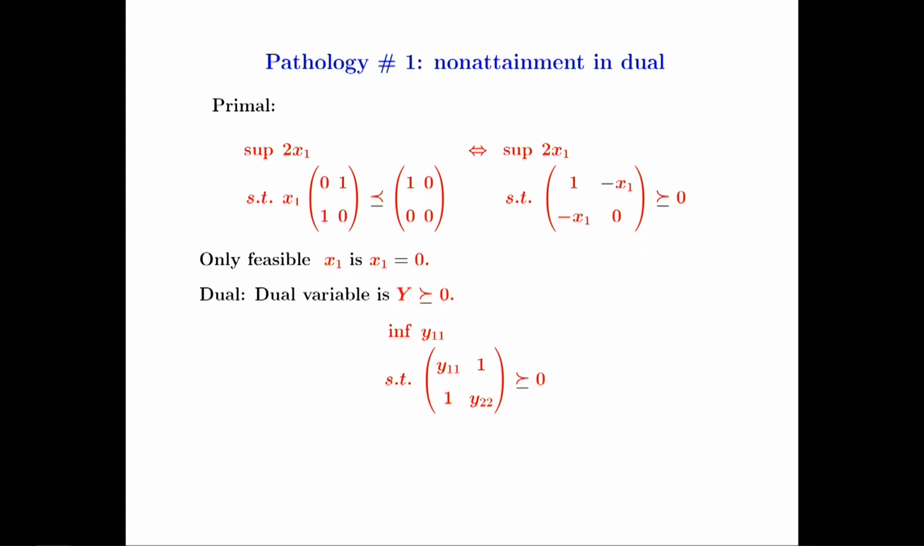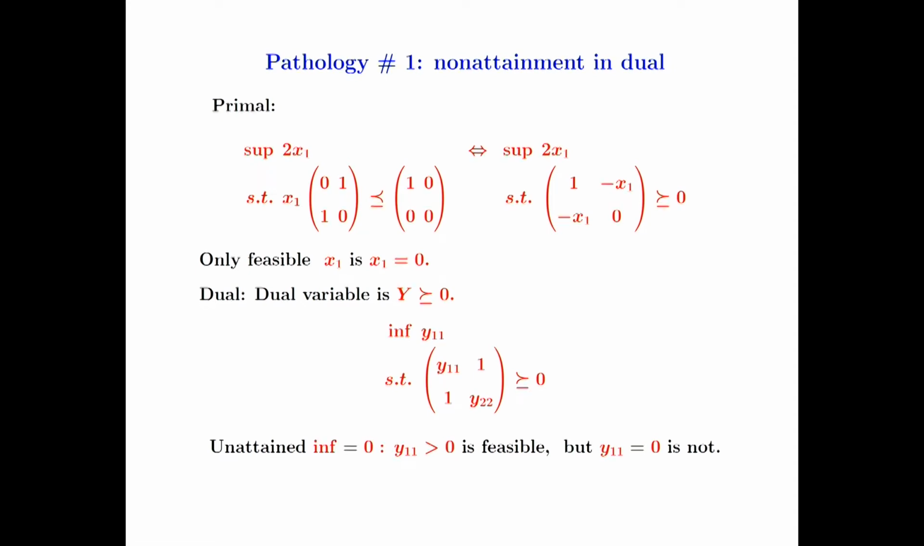Well, I can make the y11 a tiny positive number, but I can never make it equal to 0, right? So this can never be 0 because the off-diagonal element is 1, and in a PSD matrix that cannot happen. So the dual has an unattained 0 optimal value. So that's really an infimum, not a minimum, right?